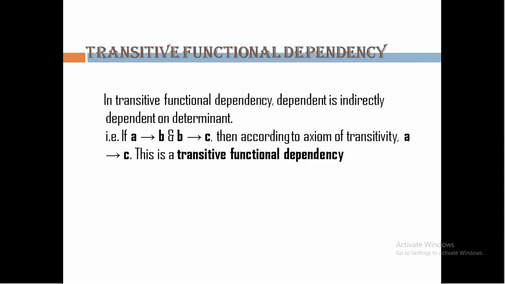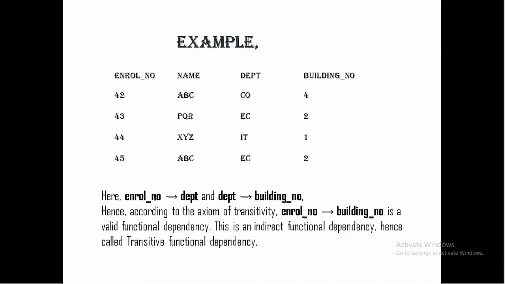Transitive functional dependency is due to dependency between non-prime key attributes. Suppose in a relation R, A → B and B → C, then according to the axiom of transitivity, A → C. This is transitive functional dependency.